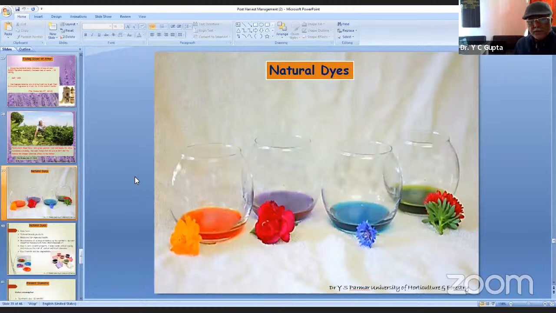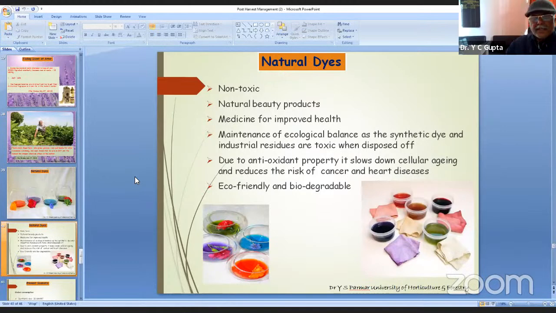And then natural dyes. A person from Chennai spoke about the natural dye. Some research work is going on this topic also, and this is in great demand nowadays. Edible dyes for making sweets, coloring clothes, coloring dry flowers. So they are eco-friendly and biodegradable.